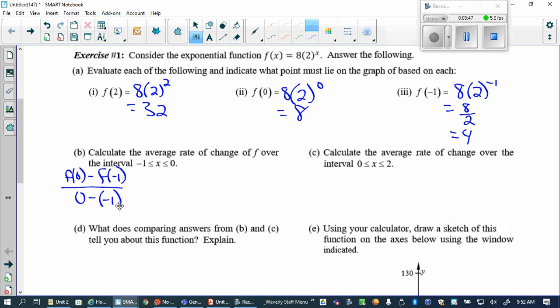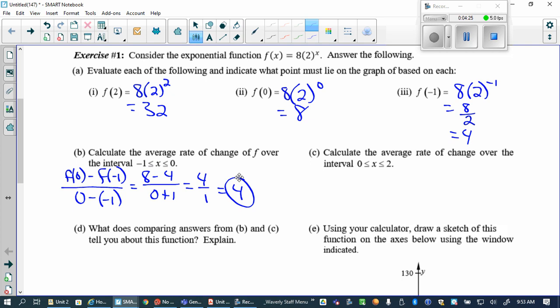Remember doing that? But luckily we already have what f of 0 and f of negative 1 are up there. So what does that give us? What's f of 0 from up in part A? So it would be 8 minus 4 over 0 plus 1, which is 4 over 1, or 4. So this function between x values of negative 1 and 0 has an average rate of change of 4.